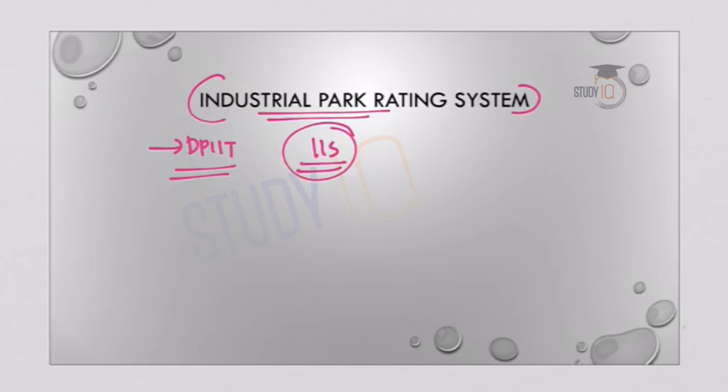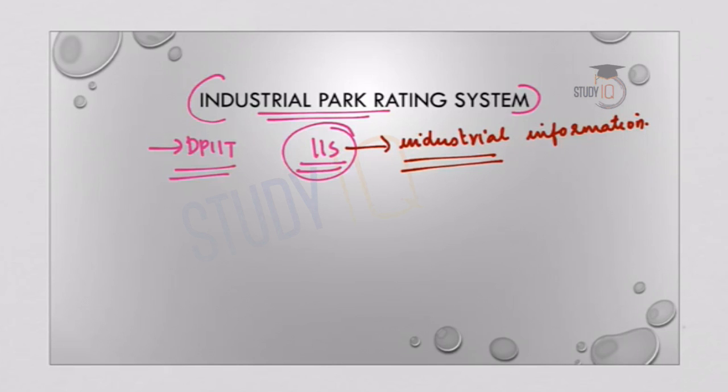IIS is Industrial Information System Portal, and this portal provides all industrial information including the availability of raw material, distance from key logistic nodes, layers of terrain, urban infrastructure. So all the information regarding the industries is provided in this portal, and this is being launched by DPIIT.